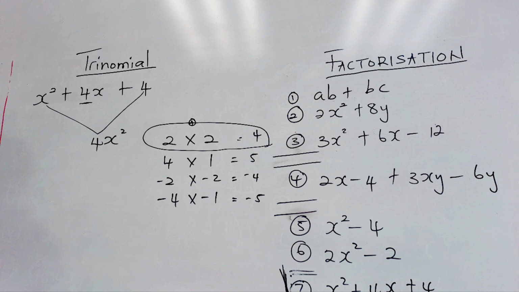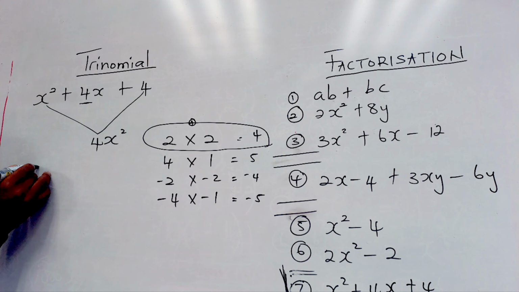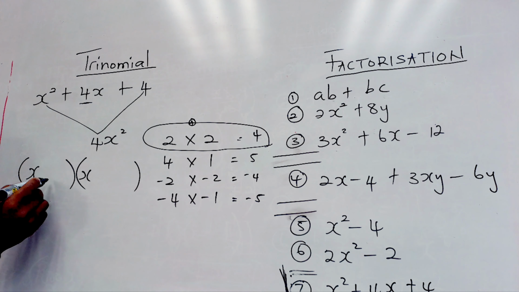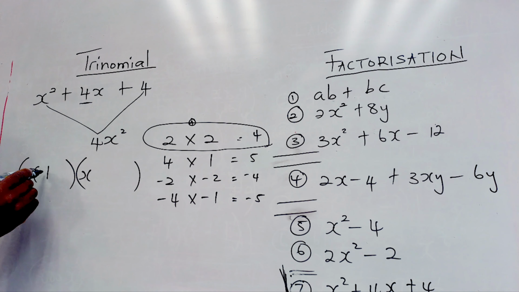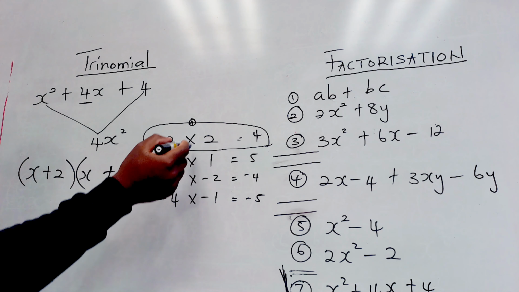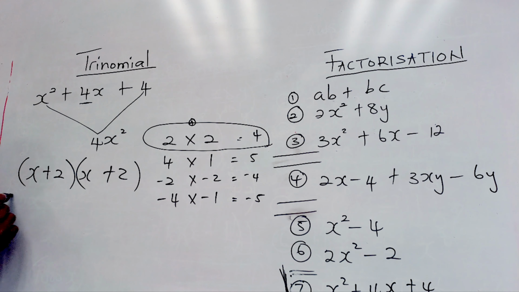So after you get those factors, you open two brackets. Then you say x plus 2, x plus 2, because our factors are plus 2 and plus 2. That will be your factorized form of that trinomial.